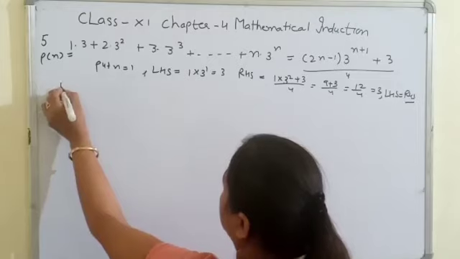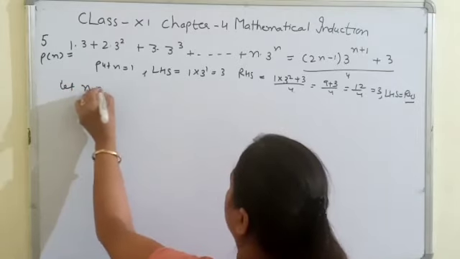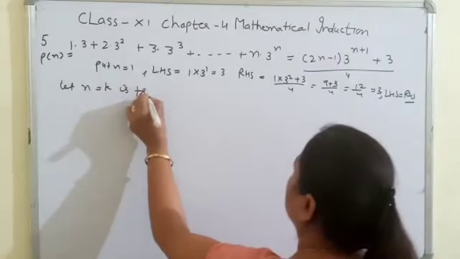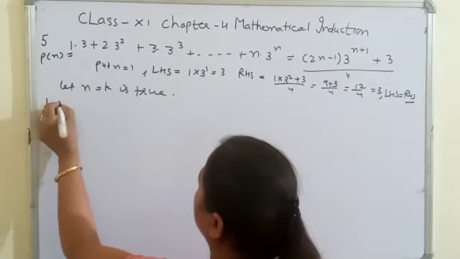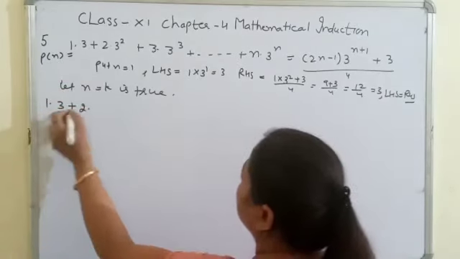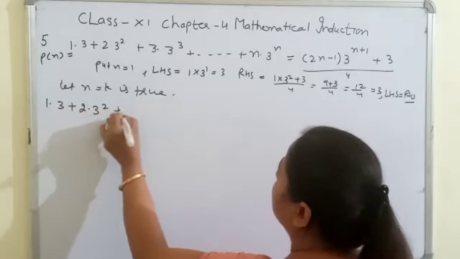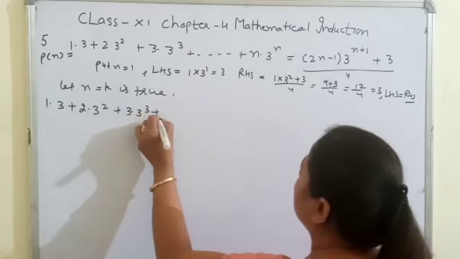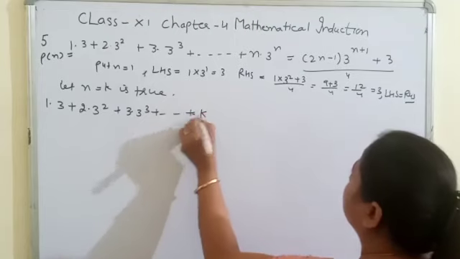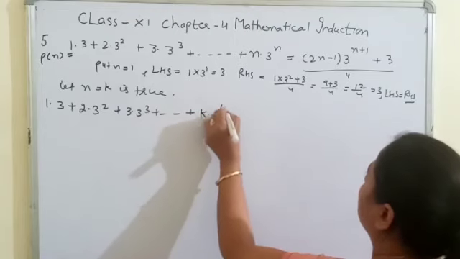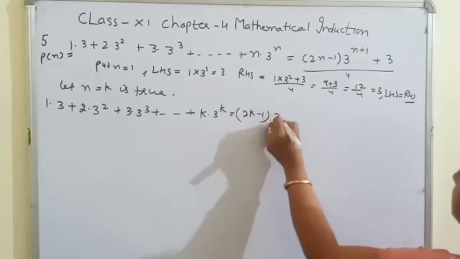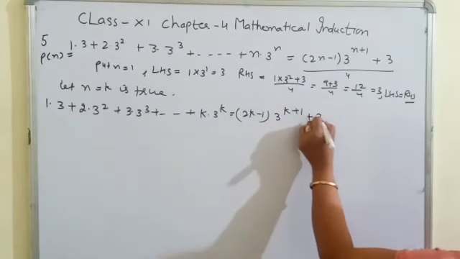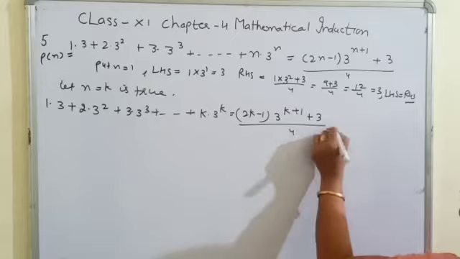Second step, let n equal to k be true. We will assume that the statement is true for k: 1 into 3, 2 into 3 squared, 3 into 3 cubed, and so on up to k into 3 power k equals 2k minus 1 into 3 power k plus 1 plus 3 upon 4. This is the first.